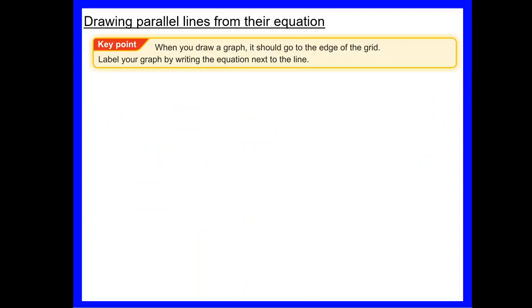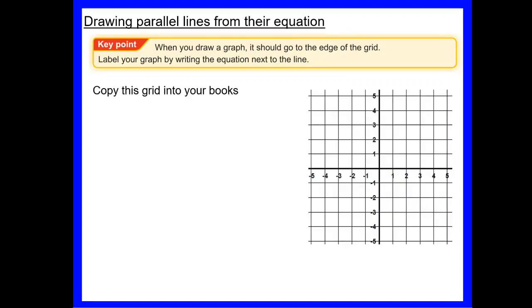All right, so now that we can find the equation of a line that's parallel, can we draw the line when we're given the equation? So key point here then, when you draw a graph, it should go to the edge of the grid, and you label your graph by writing the equation next to the line. So our first step then is to copy the grid into your book. So you might want to pause the video for a moment and copy that down into your book.